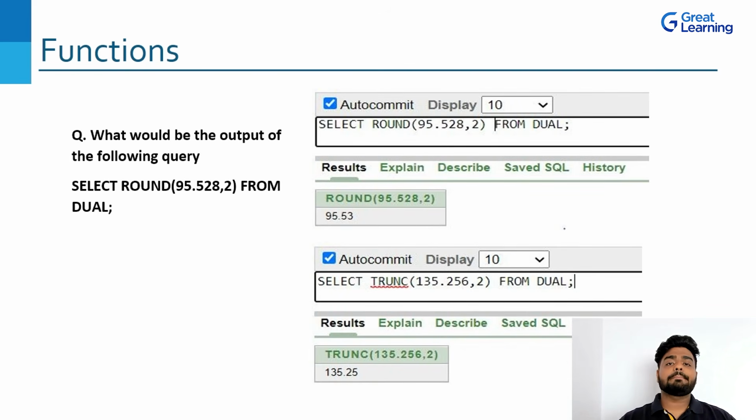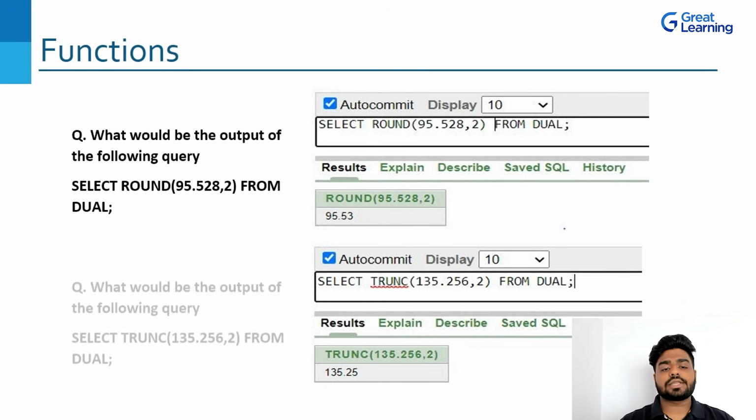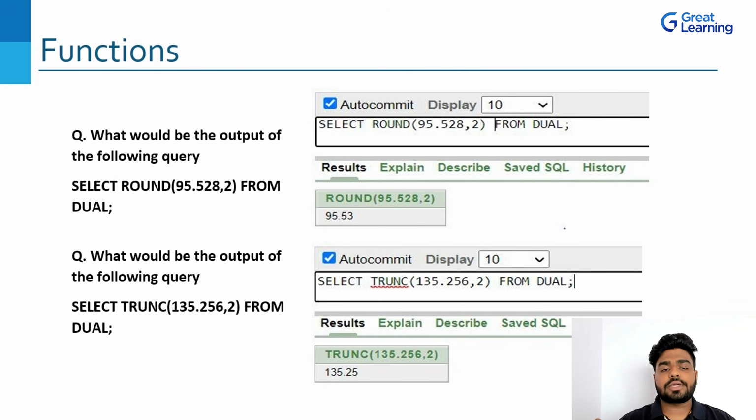Okay, now we are in our math functions. So have a look at what is happening. What would be the output of the following query? Select round 95.528, 2 from dual. 95.528 is a number in which I'm using the round method and I'm saying that it should round it to 2 decimal places. So 95.528 will become 95.53.